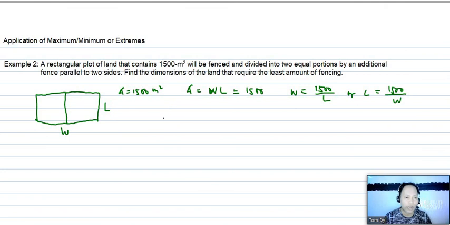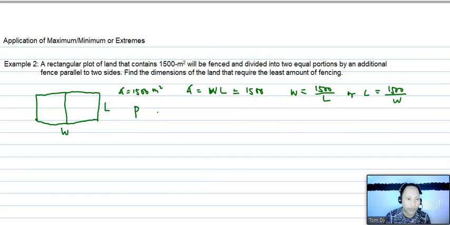Now we need to find another equation or create another equation to solve this problem. Now this is a rectangular plot of land, so we can make use of its perimeter, because here the question is find the dimensions of the land, so we're going to find length and width. So we can make use of perimeter.